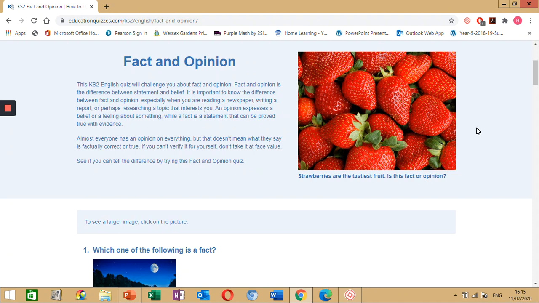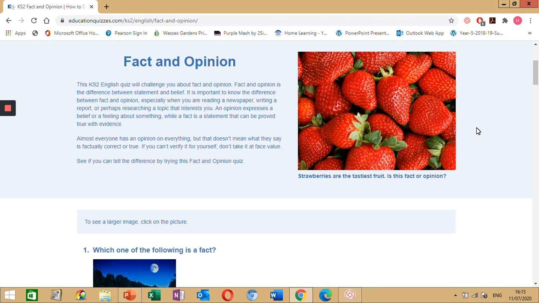An opinion expresses a belief or a feeling about something, while a fact is a statement that can be proved true with evidence. Almost everyone has an opinion on something, but that doesn't mean what they say is factually correct or true. If you can't verify it for yourself, then don't take it at face value. Now let's see if you can tell the difference by trying this fact and opinion quiz.